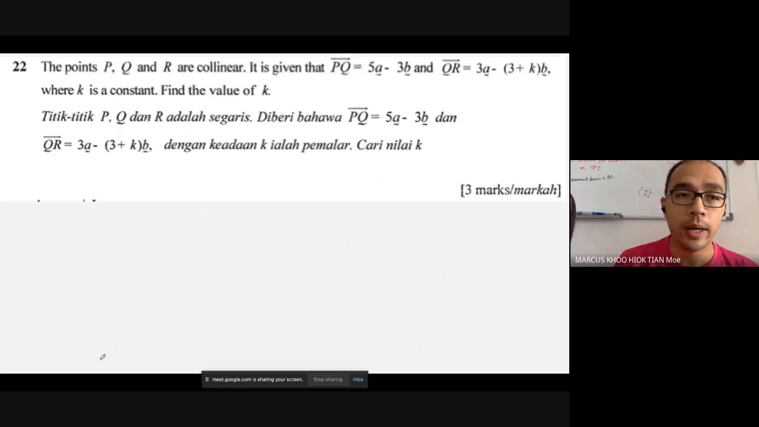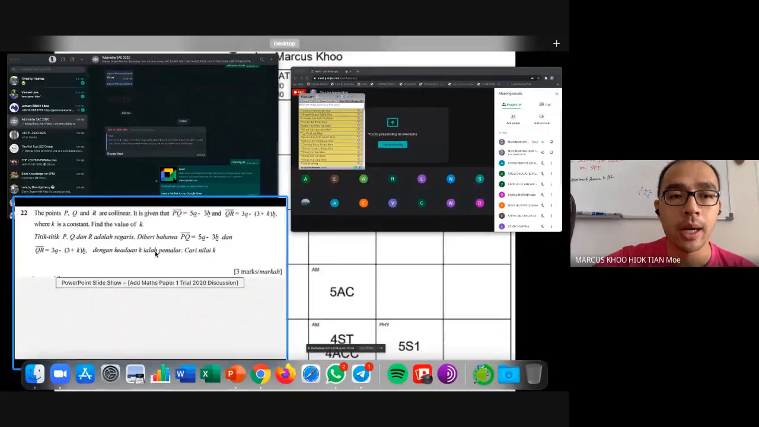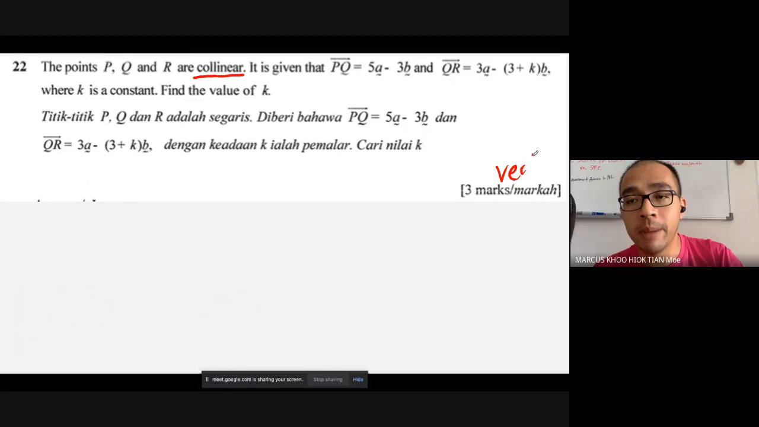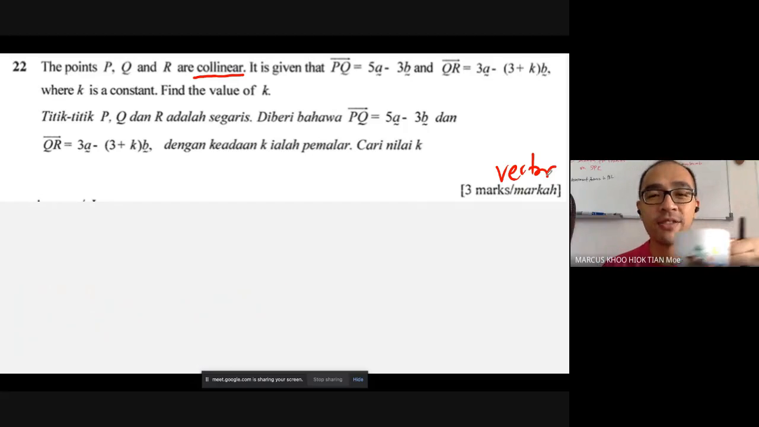Okay, all right, next question. Question number 22. The points P, Q, and R are collinear. Collinear. And then you're given this arrow, this squiggly, so we know this is from the vector chapter. One of our favorite chapters in Form 5.